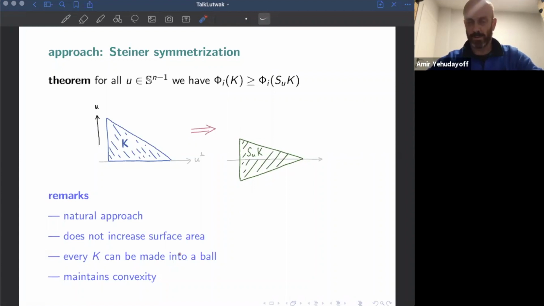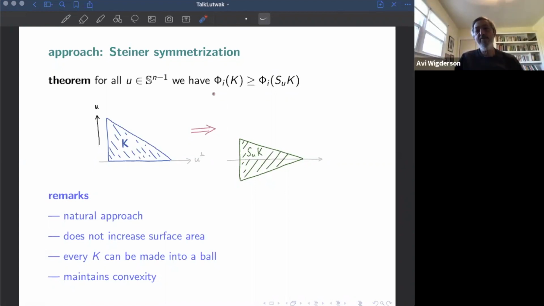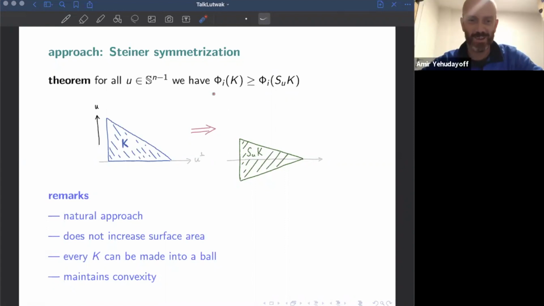This operation can be used to prove the isoperimetric inequality, for example, because it does not increase surface area. In 2 dimensions, you can just calculate it. In higher dimensions, it's not very complicated, but to me, it's not obvious. So this operation does not increase surface area. Another property: it preserves the volume, because every fiber preserves its length.